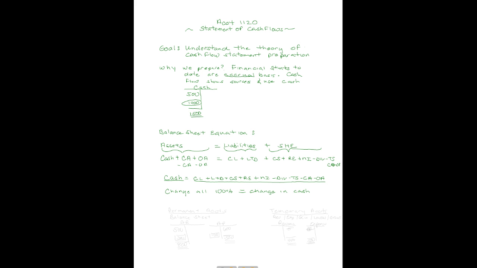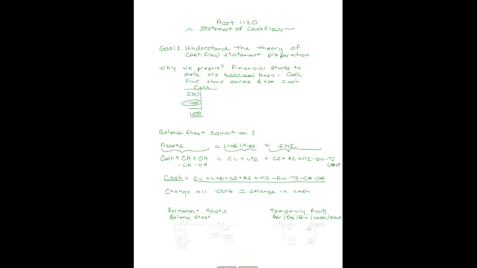Now, a little word of caution. We have two kinds of accounts. Let me refresh something you learned in 1110. We can classify our accounts into two broad categories. Those that are permanent accounts, and those live on the balance sheet. And then there are those that are temporary accounts, and those are the ones that are closed. Revenues, expenses, gains, losses, dividends or draws, all of those are temporary accounts.